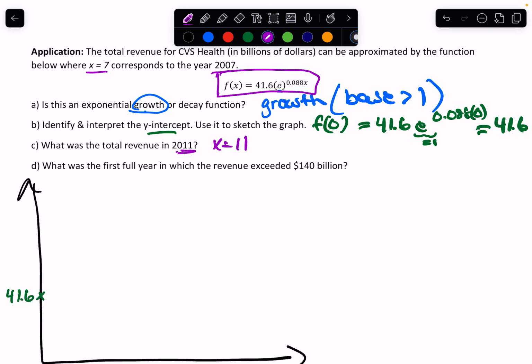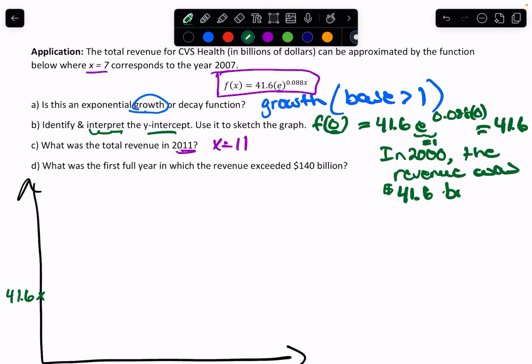Actually, I just realized, you know what? We did not, on B, it says interpret. We did not do that. So x is 0. That means that we're talking about the year 2000. So in 2000, the revenue was 41.6 billions of dollars. That's the interpretation of that.